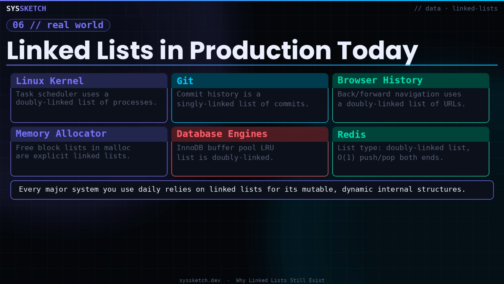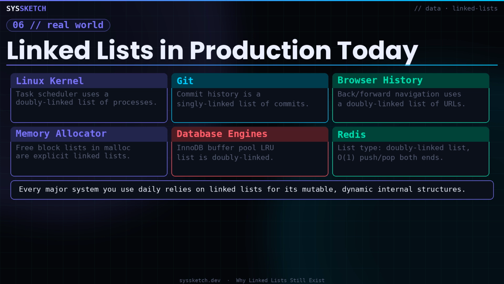MySQL's InnoDB storage engine uses a doubly linked list for its buffer pool LRU eviction policy, deciding which cached pages to flush to disk under memory pressure. Redis exposes a list data type backed by a doubly linked list, giving O(1) push and pop at both ends regardless of how long the list grows.